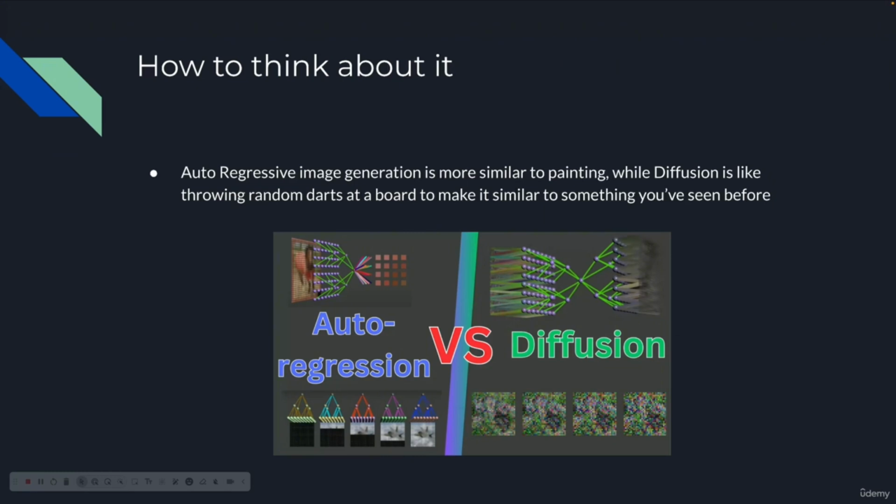So how to think about it? Autoregressive image generation is a lot more similar to painting, while diffusion is like throwing random darts at a board and that tries to make it similar to something you've seen before. So diffusion is like all at once, autoregressive is more procedural. And autoregressive in that case ends up being a little bit more creative because it can create things that it's never seen before. It has maybe seen similar styles and can create something based on that style that's similar. However, diffusion is kind of like reproducing its training data, so it's much harder to create something that's truly unique, whereas autoregressive can create something that is new.